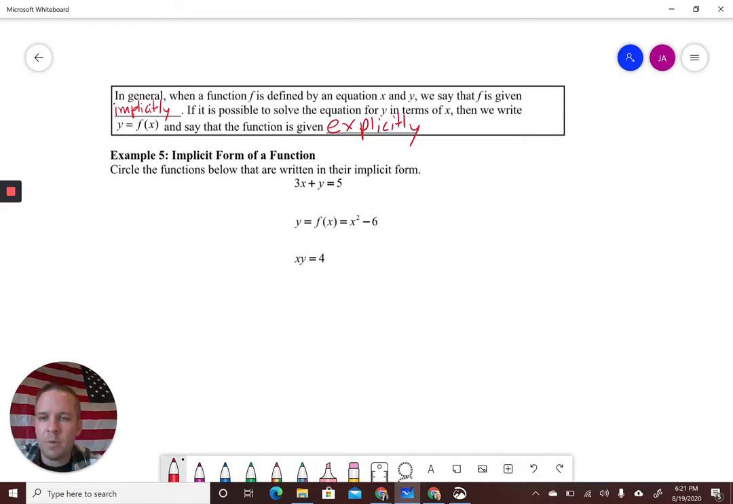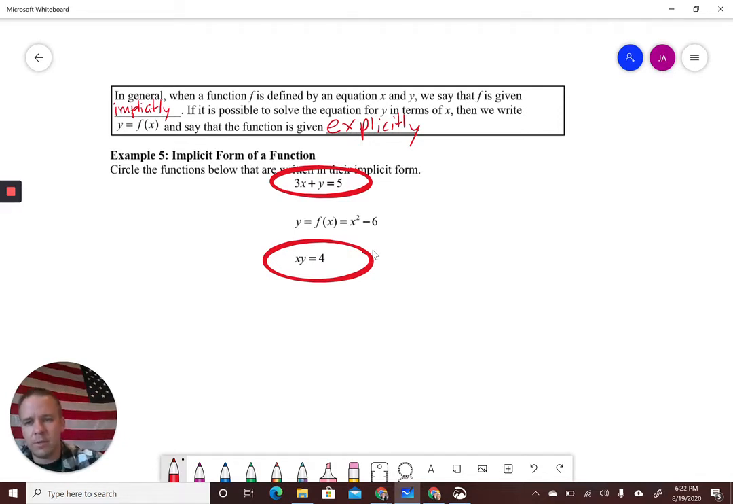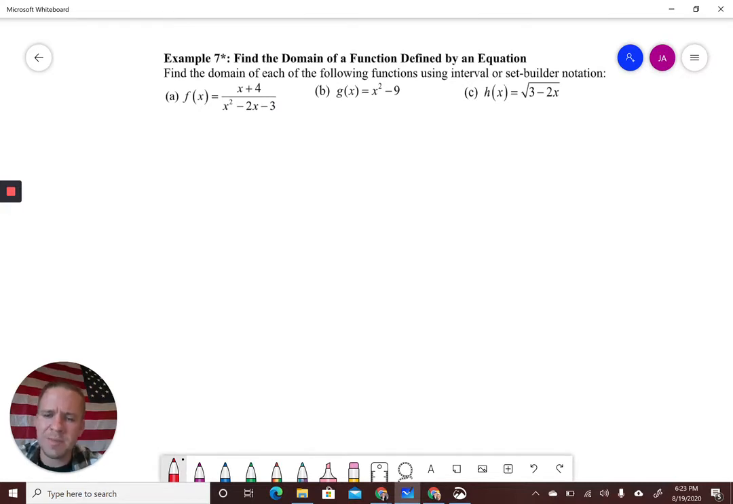All right. So we want to circle the functions below that are written in their implicit form. All right. So this one will be in the implicit form. It could be written explicitly, but it currently is in its implicit form. The next one here, that's going to be explicit, but this one is once again going to be in the implicit form. With a little bit of maneuvering, just subtracting 3x over, now it's explicit. Right? Cool. You can maneuver this one over here too. You can divide by x. Boom. Awesome.